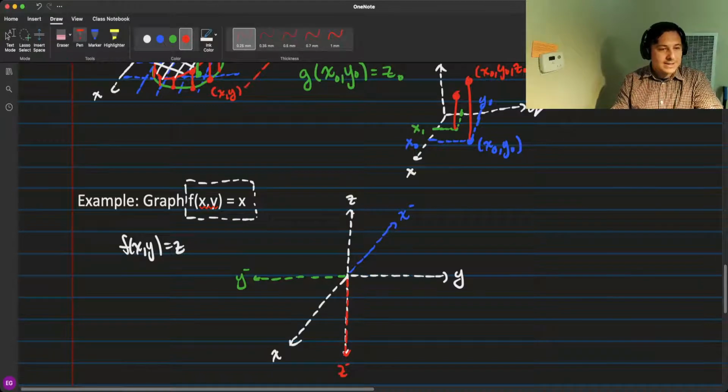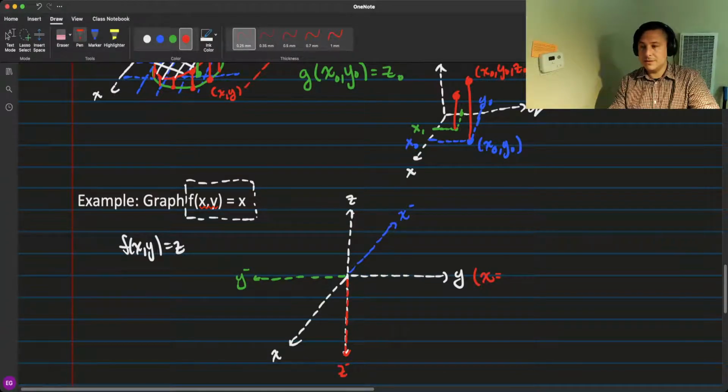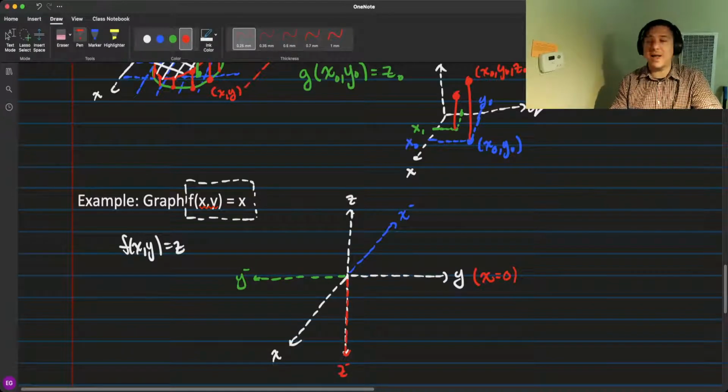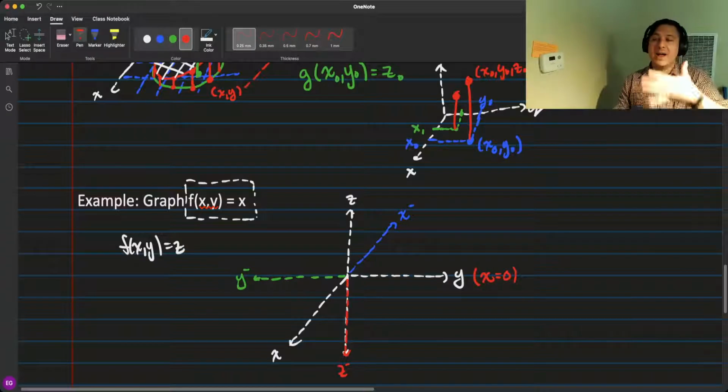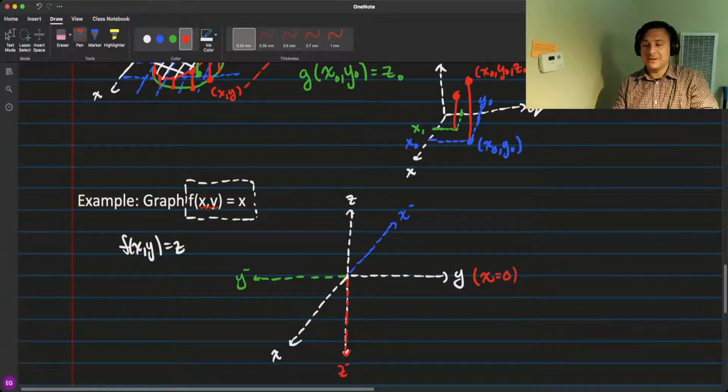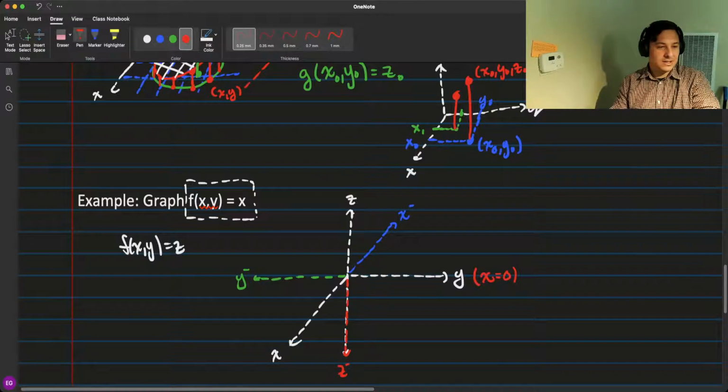So, here at the y-axis, what is the x value equal to? At the y-axis, what is x equal to? Always. Yes. Which means if you choose any point on the y-axis, how high up from the y-axis do you go? Yes. So you get this line.